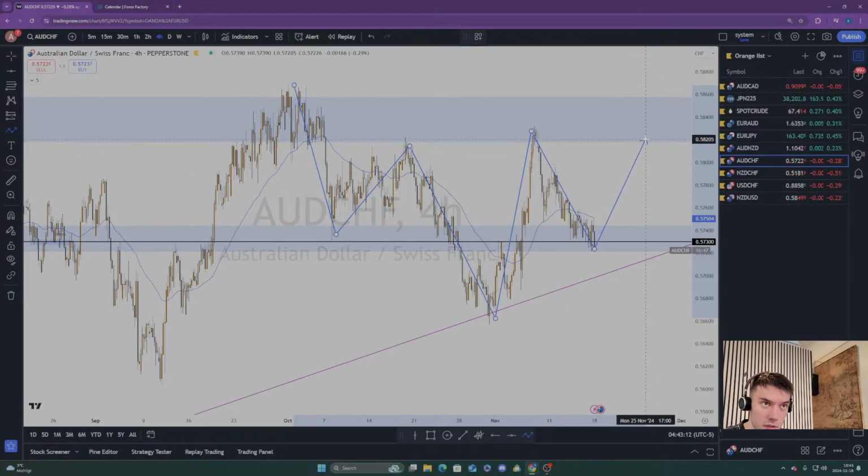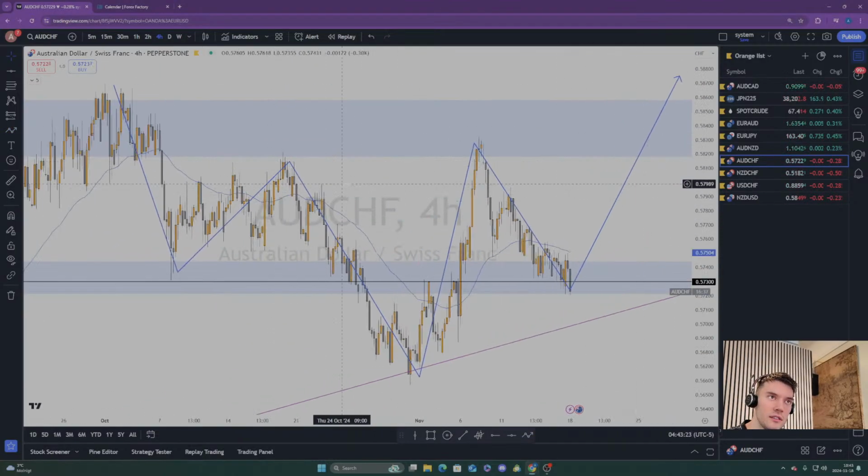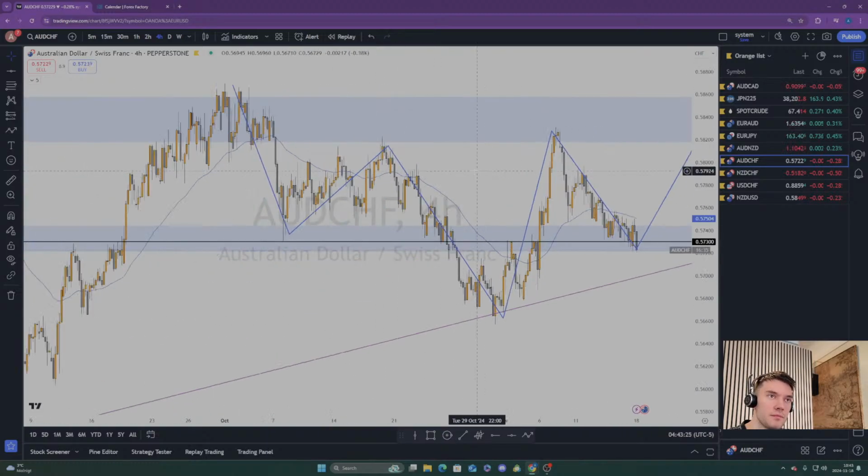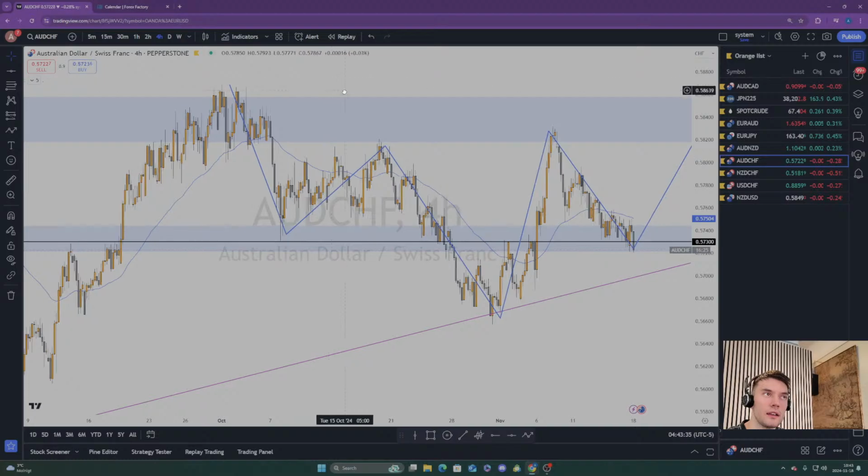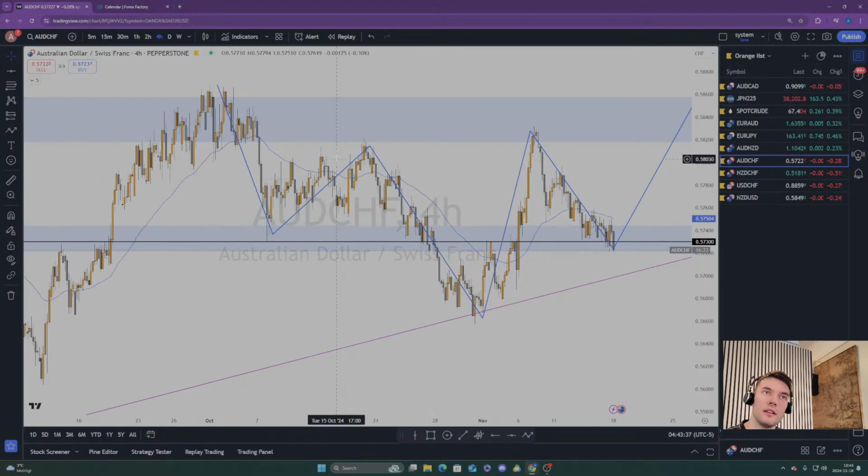Potential right inverse head and shoulder, or right shoulder for the inverse head and shoulder. So potential upside here. We just leave it like that. And okay, so let's see here. What do we see? We have seen an internal structure shift, higher high. Not higher high like real high, but internal highs. Okay, higher high, right? Coming down.